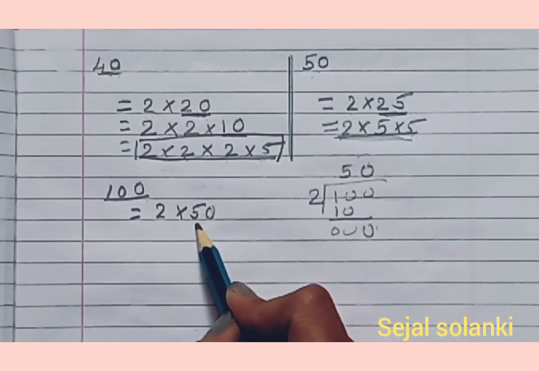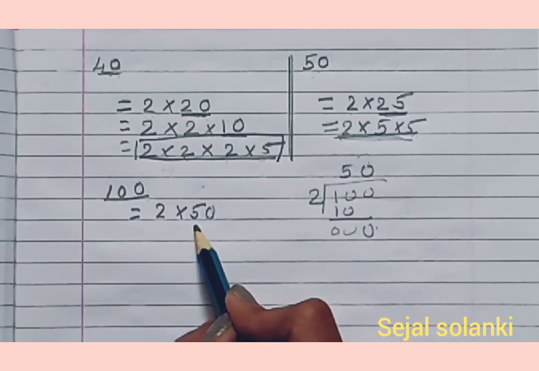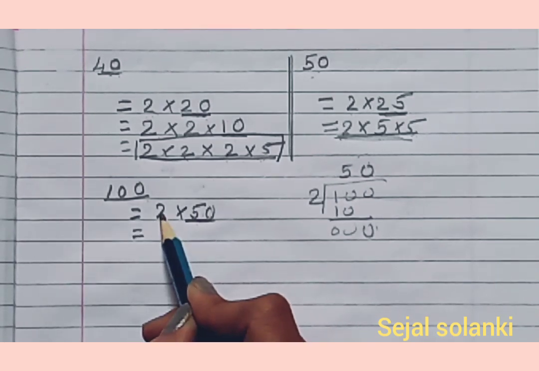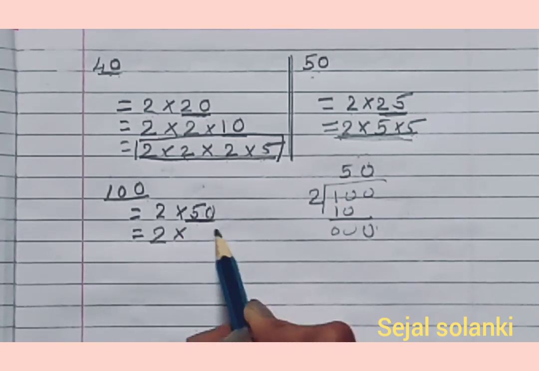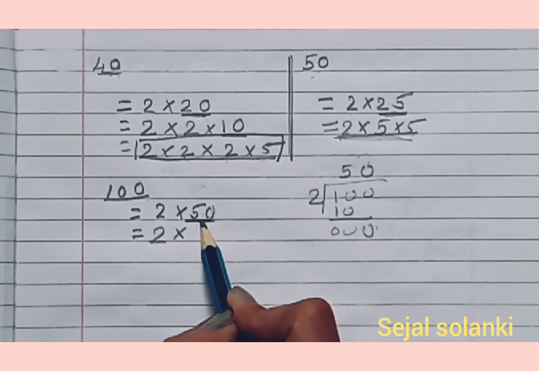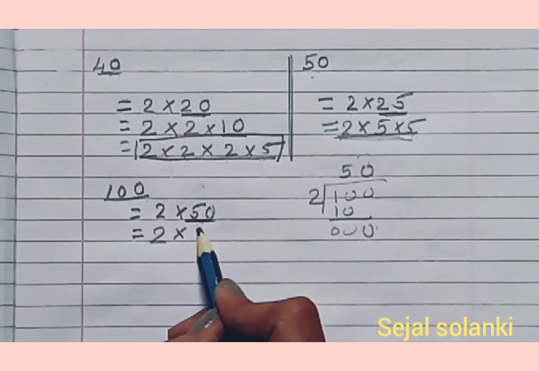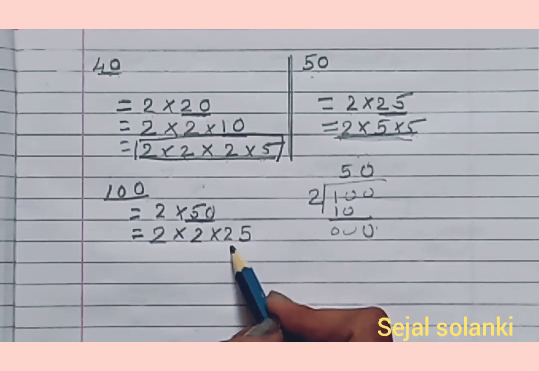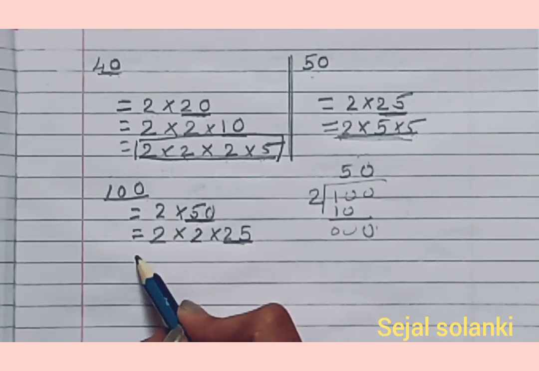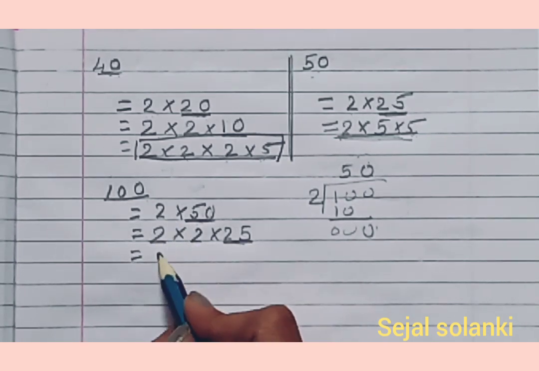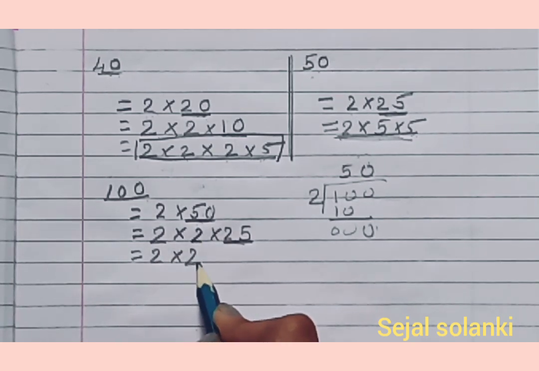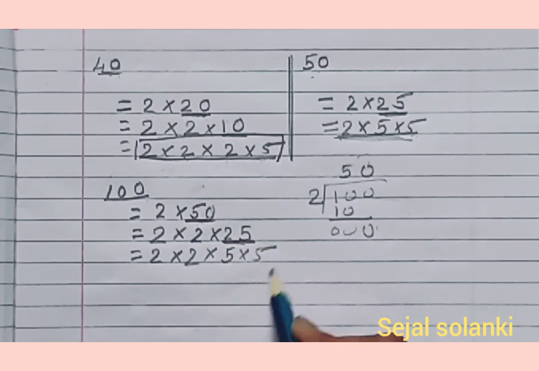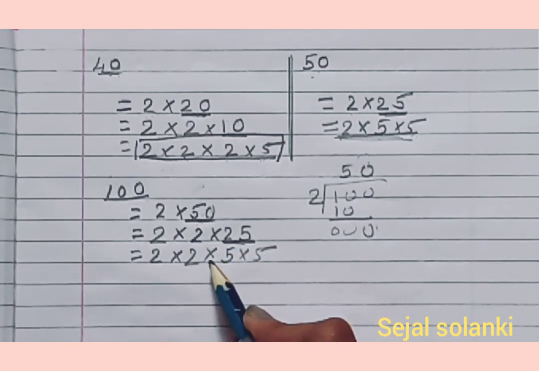2 50s are 100. Now which is the composite number? 50. So underline the composite number. Now we will write 2 as it is, multiplied by, and we will break this 50. Break the 50. Yes. 2 25s are 50. Now which is the composite number? 25. So once again we will write the prime number as it is, 2 into 2. Now we will break this composite number, 5 into 5. Okay. 2 into 2 into 5 into 5.